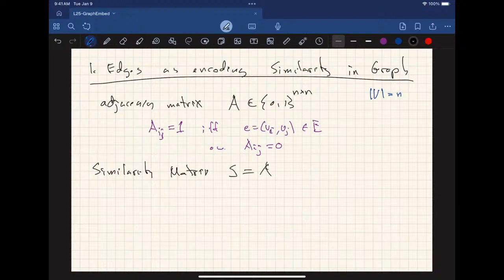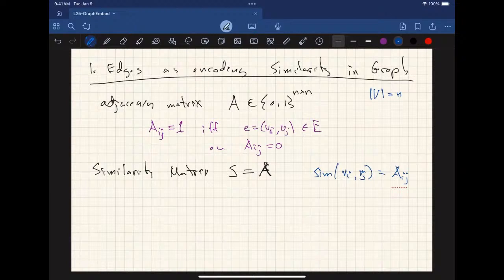S is equal to A. Okay, so I'm going to measure the similarity, and now I'm going to say that the similarity between some v_i and v_j, I'm going to encode this as a_ij. So basically, I'm measuring the similarity. It's either 0 or 1, either similar or not. They're similar if they have an edge. They're not similar if they don't have an edge.